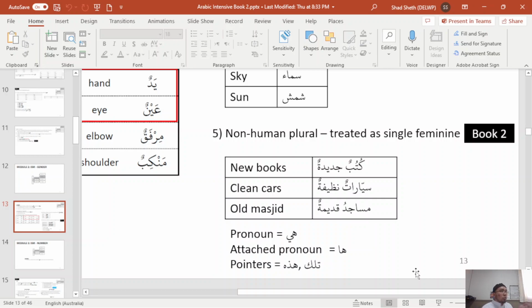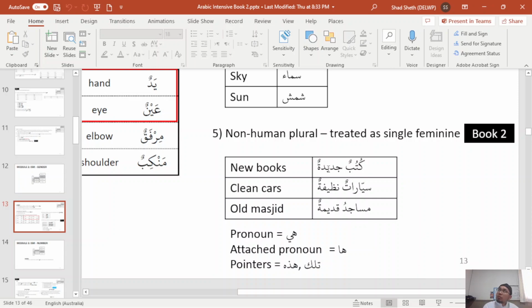As an example, kutubun, which is the plural for books, is actually going to be treated as singular feminine. Although the word kutubun looks plural because it's books, because it's ghairu aqil, you have to treat it as singular feminine. So, let's say as an example, new books: kutubun jadidatun.